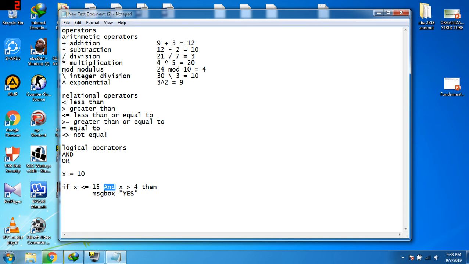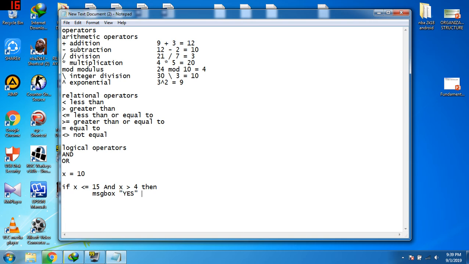Sabi niya kanina, yung logic ng and, magto-true sila kapag yung dalawang condition na yun ay na-meet niya, saka i-execute itong statement natin, which is magpapapop siya ng message box, then i-display niya yung word na yes. Pero dapat yung dalawang condition natin is mag-true kasi gumamit tayo ng and. Ngayon, kung hindi magto-true yung isa dyan, automatically hindi niya i-display yung yes sa message box. So, i-check natin.